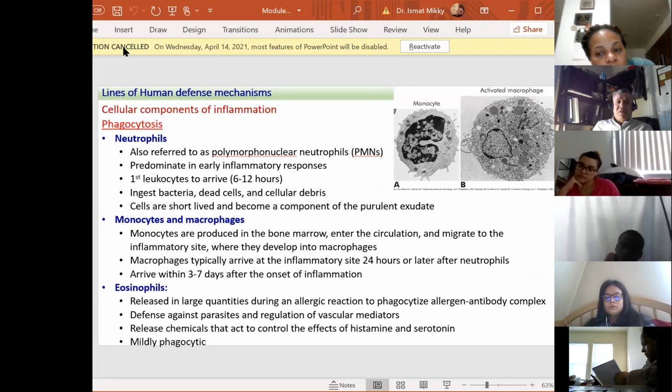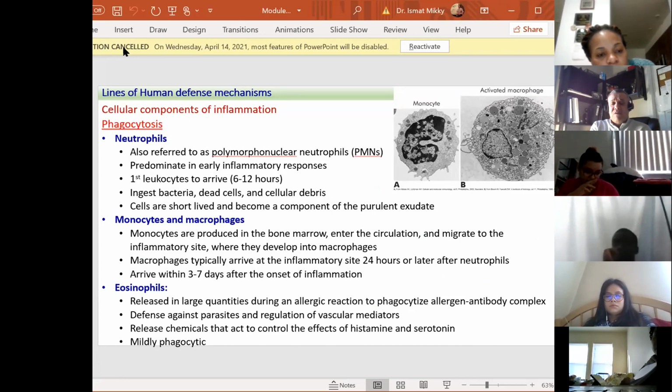Here is also just listing the description and the function for each type, like neutrophils. The majority of the white blood cells should be of the neutrophil type. That's the most effective one, and that's the first leukocyte to arrive at the inflammatory site. When I have inflammation, the first one to travel from the bloodstream, or from plasma, to the inflammatory site is the neutrophils.